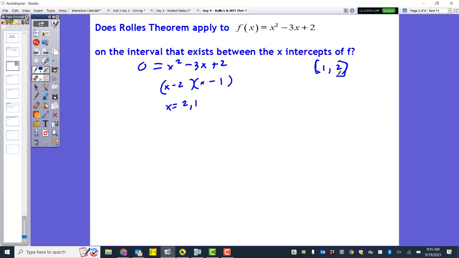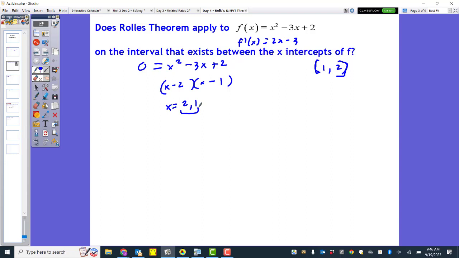All right. So what we're checking is, is it continuous and is it differentiable? So this is a polynomial, which means it's going to be continuous. Its derivative is also a polynomial, so it's also going to be continuous. And Rolle's theorem says the y values at those points must be equal. Well, the y values at both of these points are 0 because they're x-intercepts.